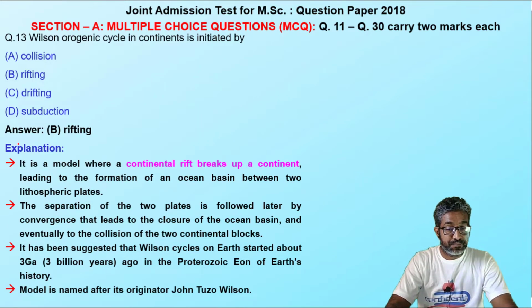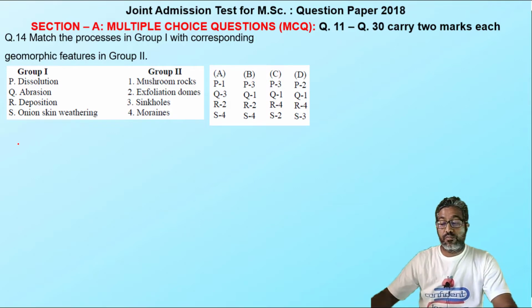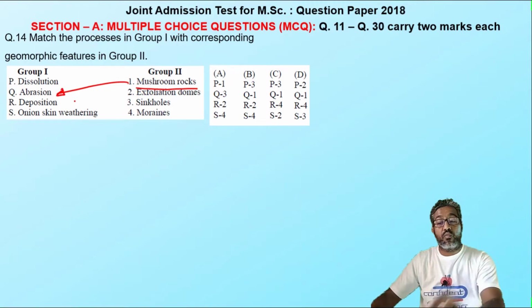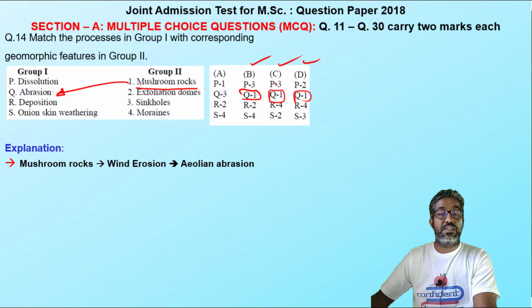Related to rifting. Moving to the next question, this is again related to geomorphological features. We have to match one feature with another. You know that a mushroom rock is formed by abrasion, meaning it forms in a wind environment, where erosion takes place and it forms due to abrasion. So aeolian abrasion. So my mushroom rock is related to Q. Where is my Q1? I have Q1 here, here and here. So my option is D, C and C, B, C and D.